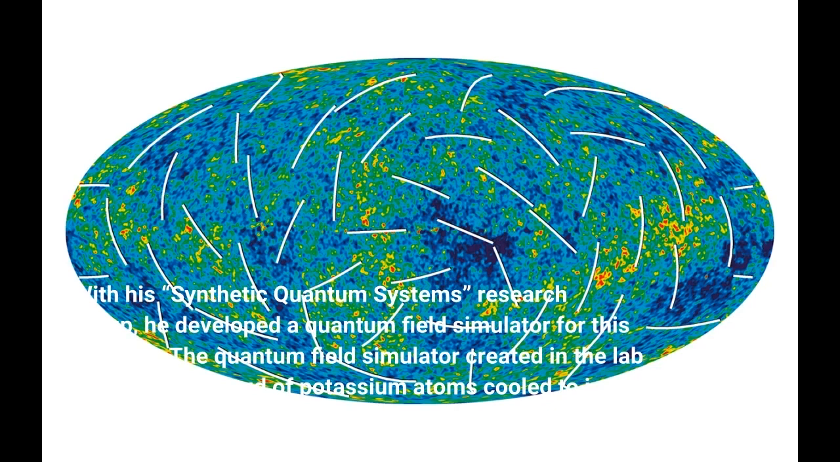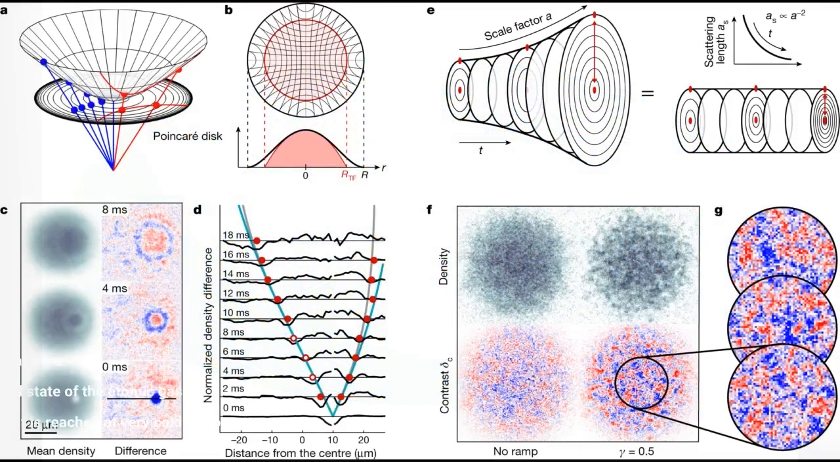The quantum field simulator created in the lab consists of a cloud of potassium atoms cooled to just a few nanokelvins above absolute zero. This produces a Bose-Einstein condensate, a special quantum mechanical state of the atomic gas that is reached at very cold temperatures.